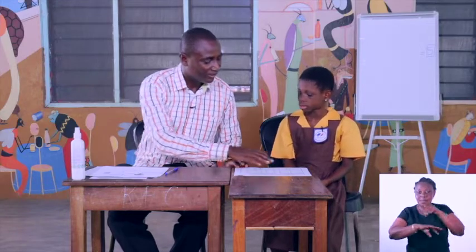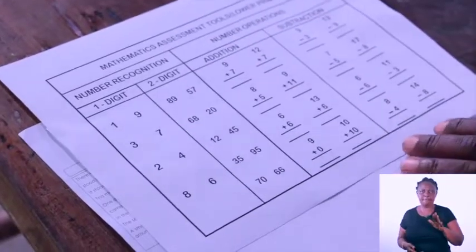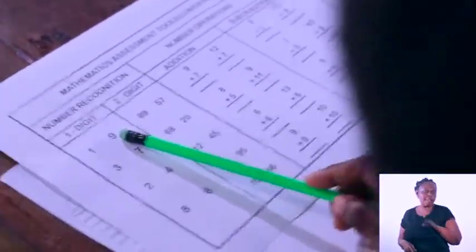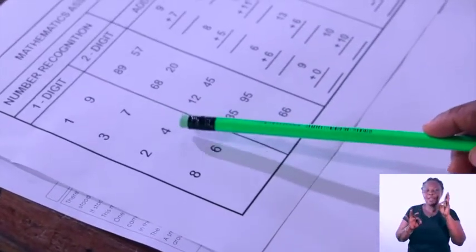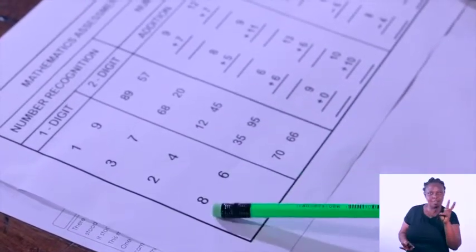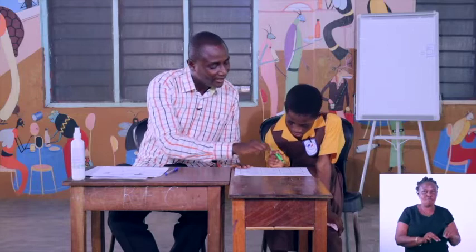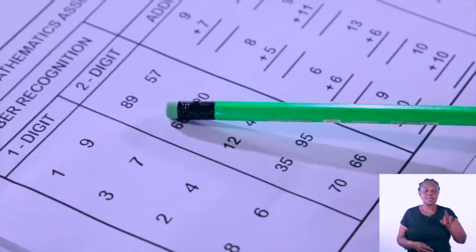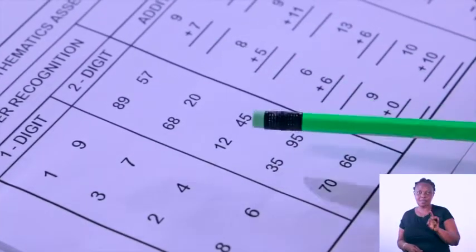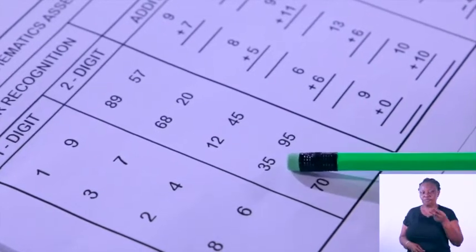Okay? You see these numbers here? Point to 5 of them and mention the number names for me. Any 5 over here. 9, 7, 4, 6, 8. Okay, let's come here to point to any 5 and mention the number names. 89, 68, 12, 35, 70.